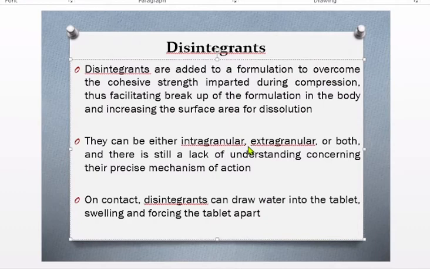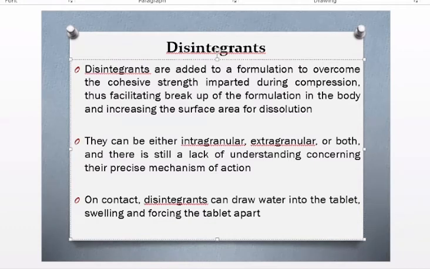When we say intragranular, this means that you added the disintegrant to other excipients and blended them to form a homogeneous mixture. But if you talk about extragranular, these are added at the end once you have completed the manufacturing process. These are then compacted onto the surfaces of the tablet.